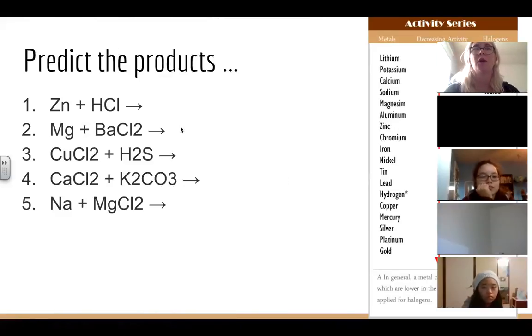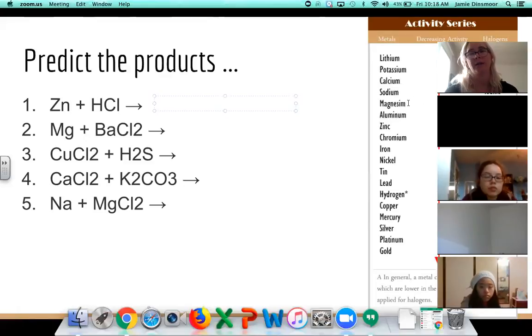So first one, we have zinc and we have hydrochloric acid. So we're going to come over to our activity series, right? Because this looks like it could possibly be a single replacement reaction because we only have one element by itself. We look on our activity series, we find zinc. Zinc is above hydrogen, right? We could also refer to our other activity series where we would find out that zinc does replace the hydrogen in an acid. So what does that mean? We will get ZnCl plus we'll get hydrogen.